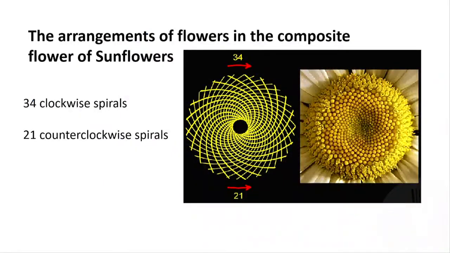But also the arrangement of flowers in the composite flower of a sunflower head. Oftentimes in clockwise spirals, you'll have 34 of those little flowers. A composite flower head is basically an array or disc that's made up of multiple flowers. Each one of those things in the center is a flower, and what we would think of as the petal isn't really a true petal. But then 21 flowers in the counterclockwise direction.